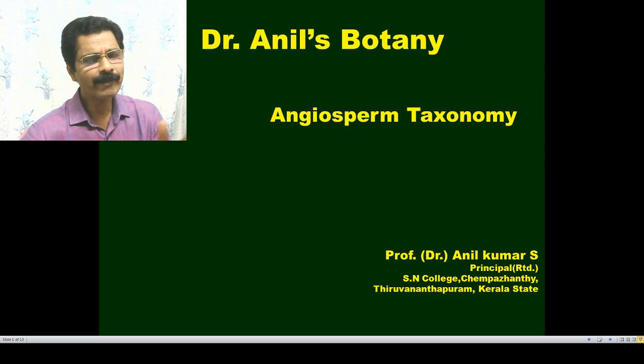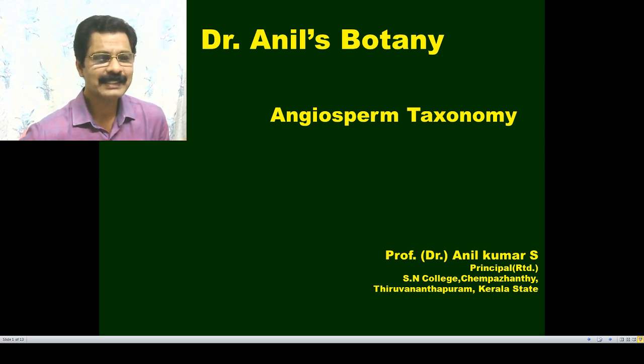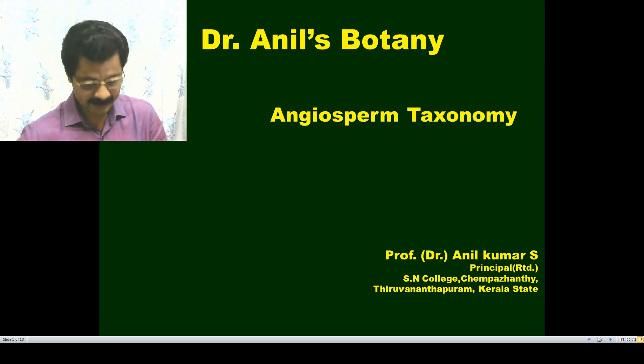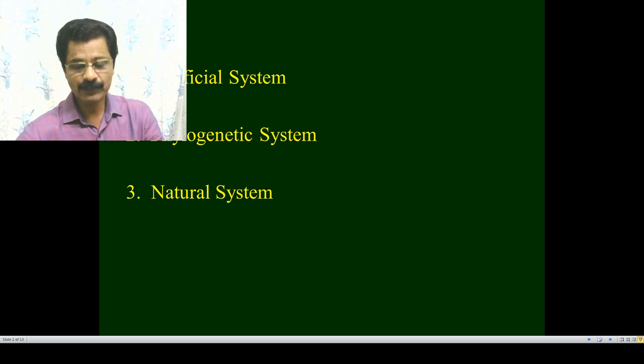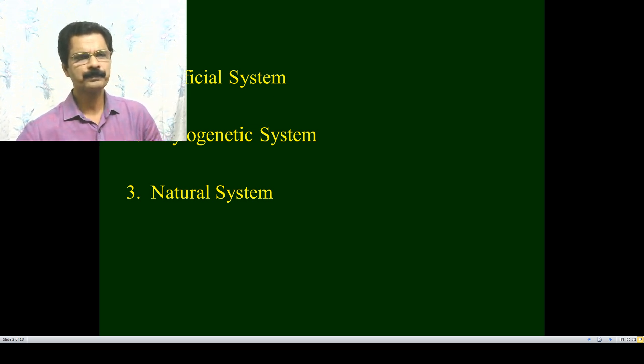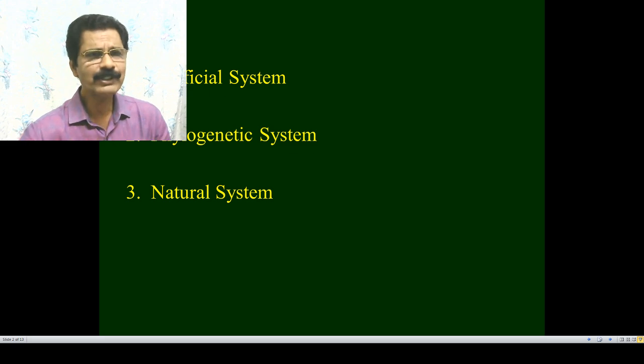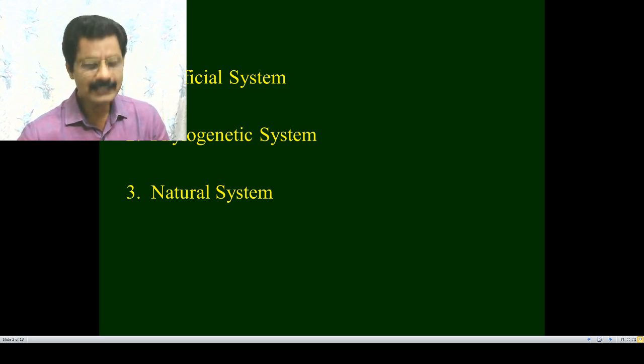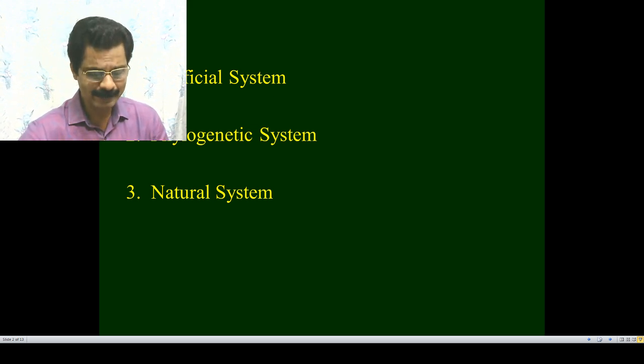As you know, there are different types of classifications. The first one is artificial system, second one is phylogenetic system, and third one is natural system. What is artificial system of classification? In this type of classification, plants and animals are classified on the basis of one or a few important characters.